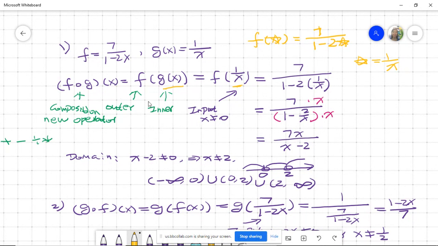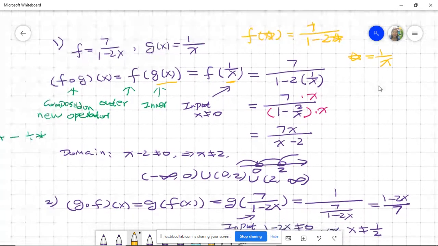In order to find the domain, we have to consider two areas for the domain. So what are those two areas? One area is the input, the input for the outer function and inner function. The input for this domain.